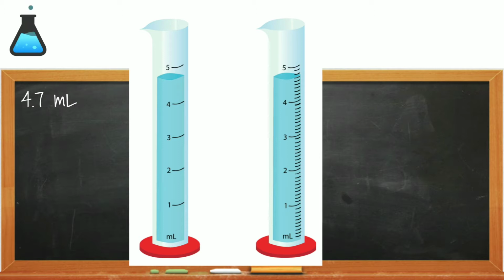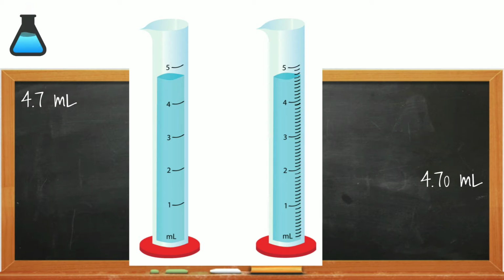Now on the right, we have a graduated cylinder with more divisions. So we need a number that reflects this better instrument. So here we have 4.7 again, but I think it's directly on the line. So I'm going to say 4.70.